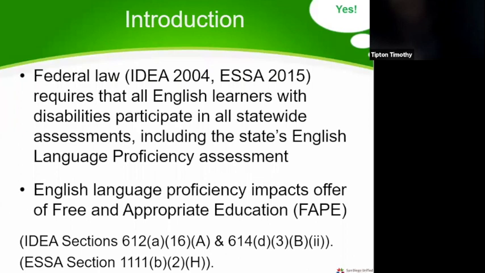Federal law requires that English learners with disabilities participate in all English language proficiency assessments, irrespective of the level of disability. There's no waiver due to remote learning or COVID. And the reason being that English language proficiency impacts how we offer our instruction to students.